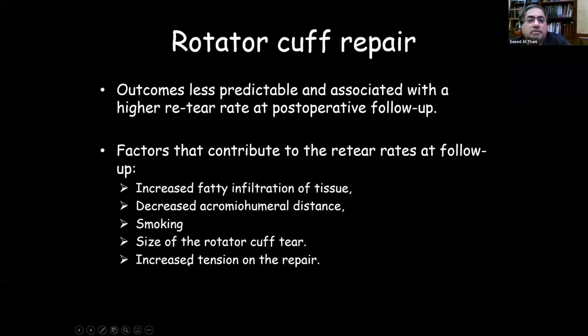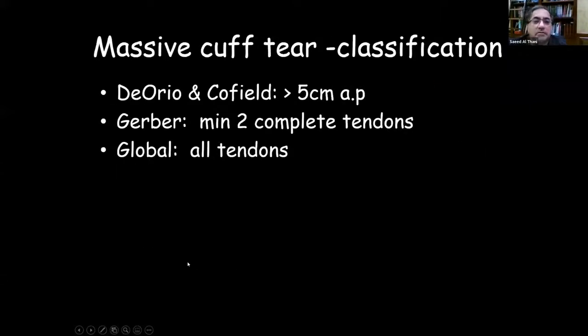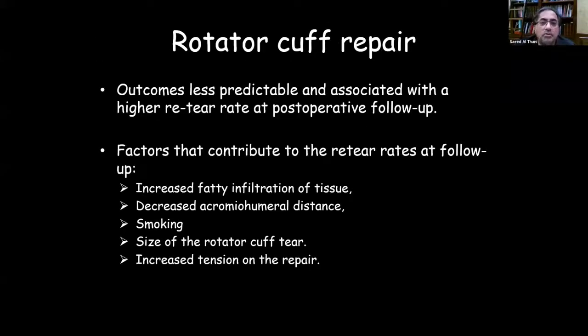So the most important thing when we deal with the massive tear, it's a big tear. It's more than one tendon, more than 5 centimeters. It's a difficult one. So when you deal with them, you have to understand that these are less predictable and usually associated with a higher rate of retear. So meticulous attention to these cases is needed to minimize the failure rate and improve the success, dealing with many factors like increased fatty infiltration.